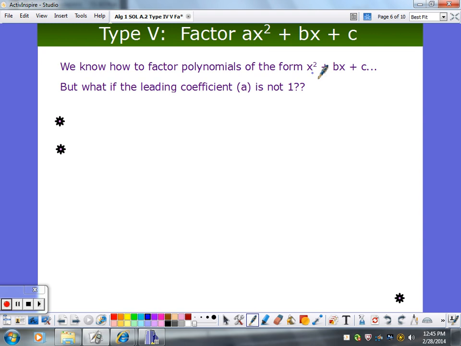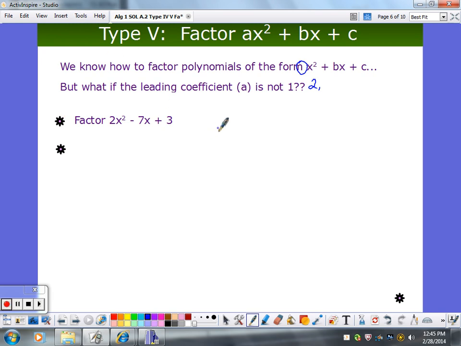Okay. Type 5 looks like type 3, x squared plus bx plus c. What's the difference though? My leading coefficient is not a 1 anymore. So maybe it's a 2, maybe it's a 3, it's something else. So let's see, we're on the back here. I'm looking at the first example up there, 2x squared minus 7x plus 3.